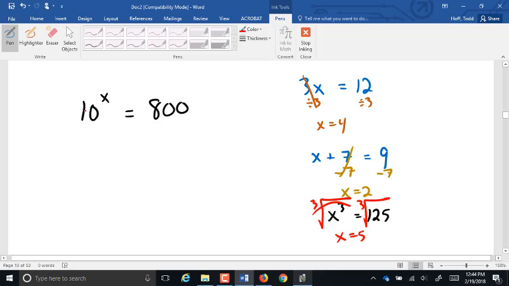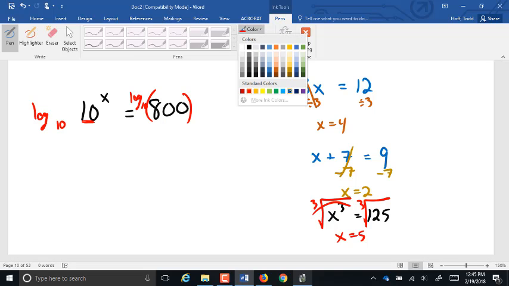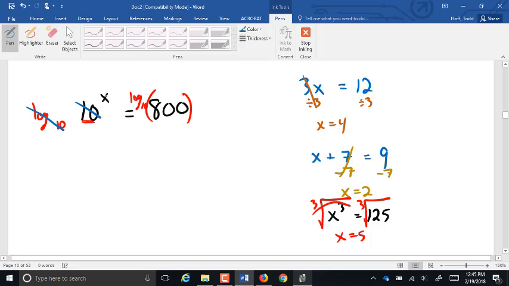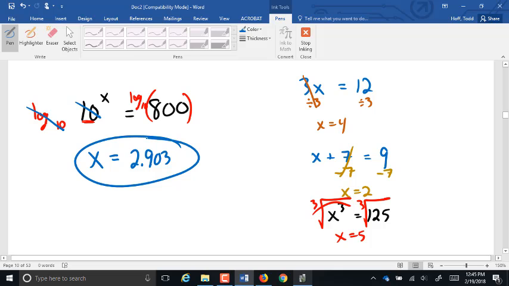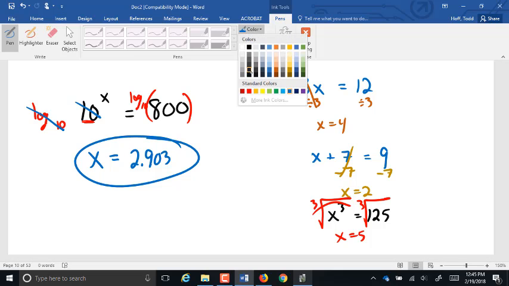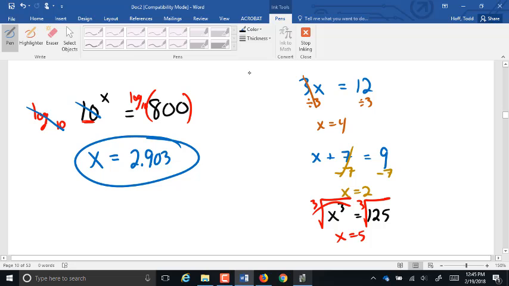Over here, the opposite of having a base with x as the exponent is to do a log with a base that's equivalent to this base. It's a log base 10. So the log base 10 and the 10 to the power of cancel out, leaving us with just x. Log base 10 of 800 is 2.903. Perfect.